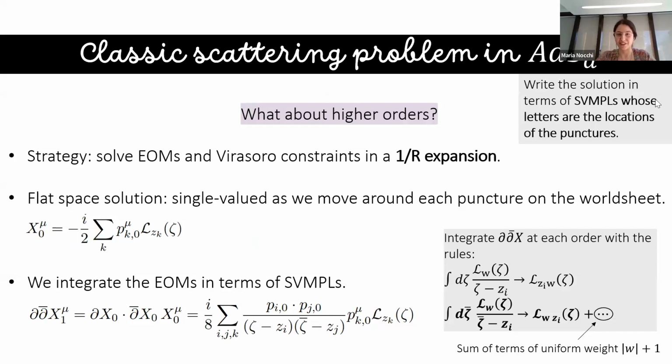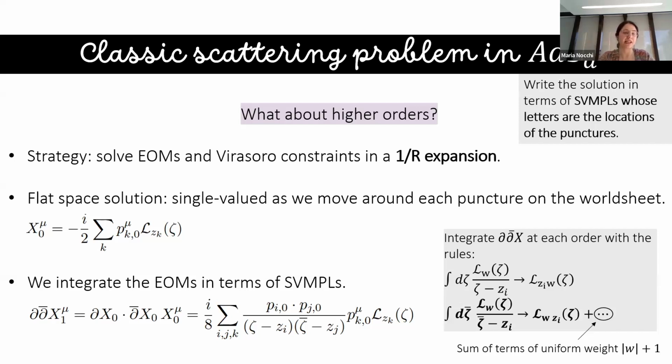So what about higher orders? Our strategy, as I was saying, is to solve the equations of motion and Virasoro constraints in this 1 over R expansion. You start from the flat space solution. As we reviewed together, this is single-valued as you move around each puncture on the worldsheet. So you can write the log of a modulus in terms of a single-valued polylog of weight 1, with one letter, which is the puncture on the sphere. In the same way, we expect the solution to be written in terms of single-valued multiple polylogs, whose letters are now the locations of the punctures. So all of them can appear in principle.